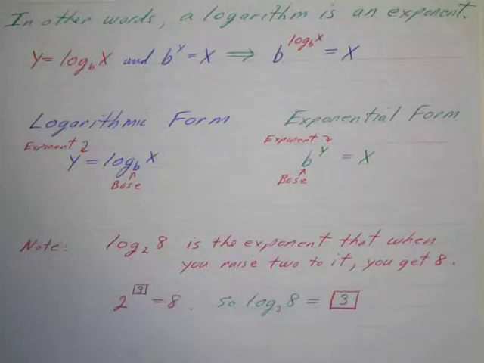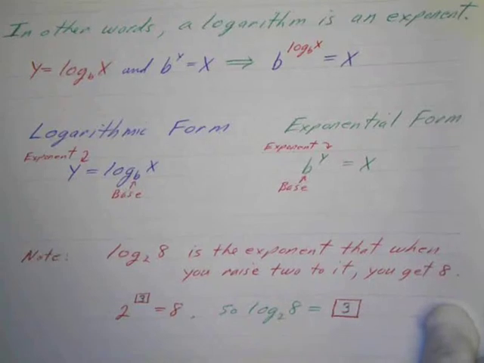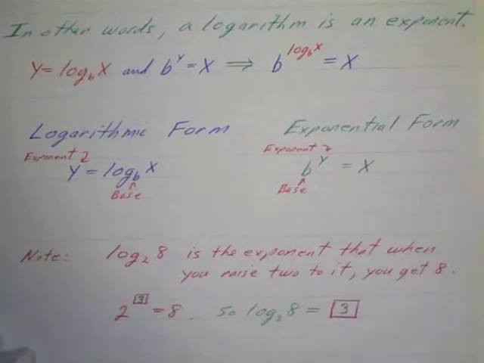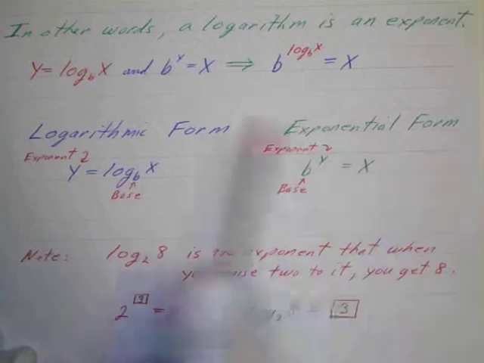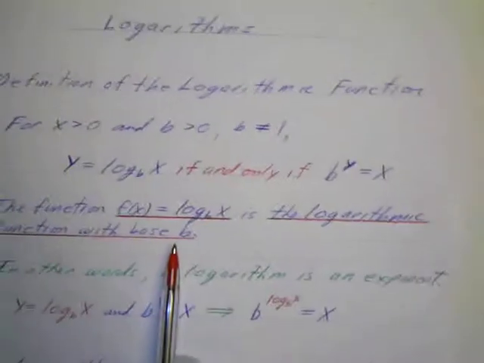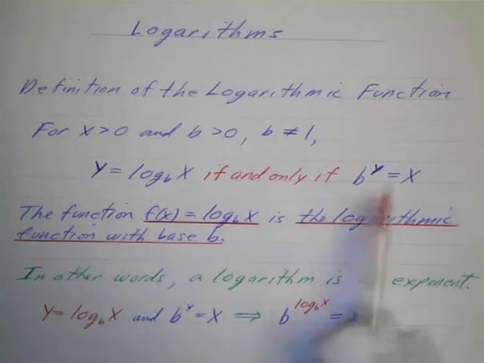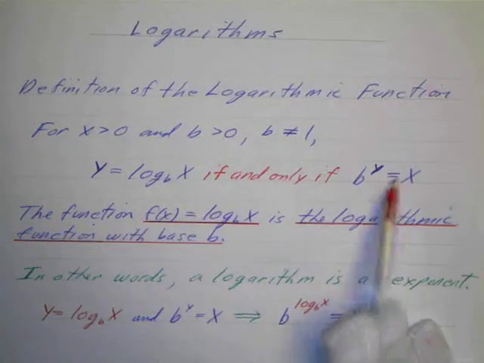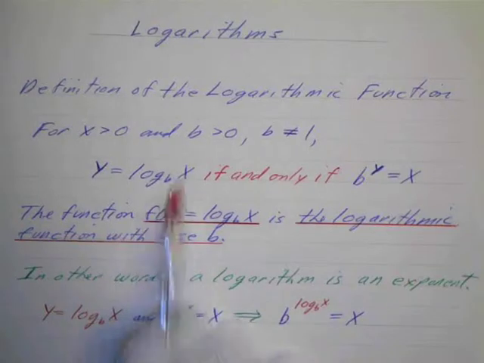Okay, so let's try some examples of how we can use some of the data I just talked about. First of all, we're going to change logarithms to exponential form, and we're going to use this idea up here that if y equals log to the base b of x, then b to the y equals x. And again, this is my base, this is my exponent, and that's my answer. Okay?